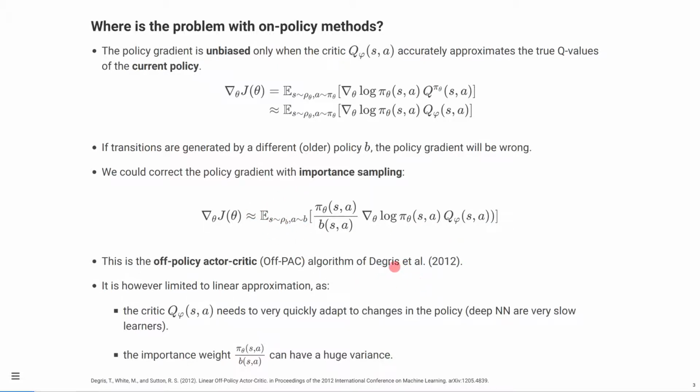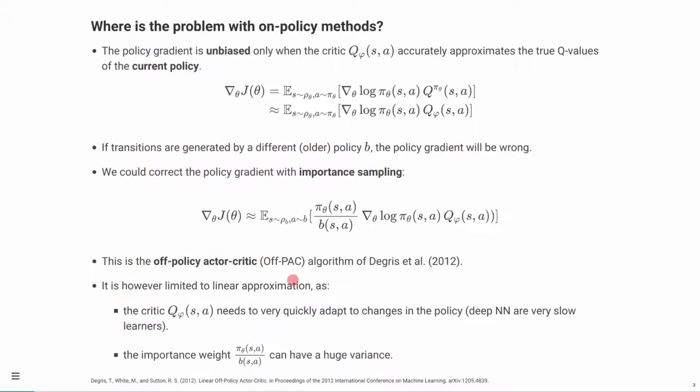It's Degris and colleagues in 2012 that proposed this algorithm. If you forgot what importance sampling is, please have a look at the Monte Carlo lecture again, because we are going to use importance sampling a lot in this section.